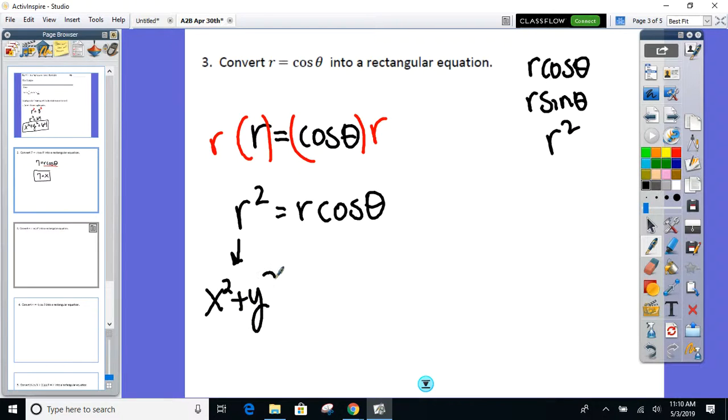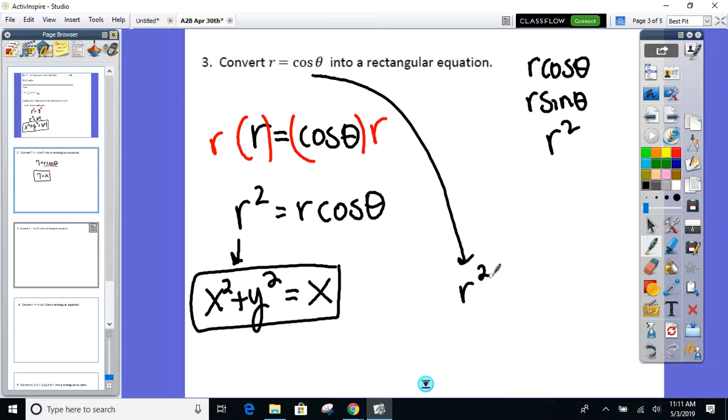Plus y squared. Perfect. And then what about r cosine theta? That's the same as? Perfect. Guys, do I have any r's or thetas left? Nope. But hey, again, let me go back. Do you guys see my problem if I squared it? I'd have this.